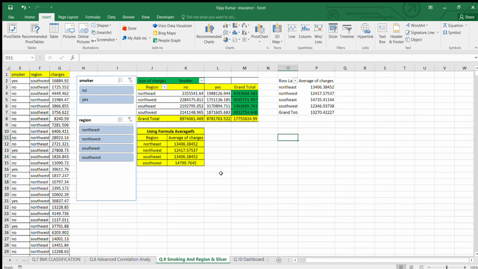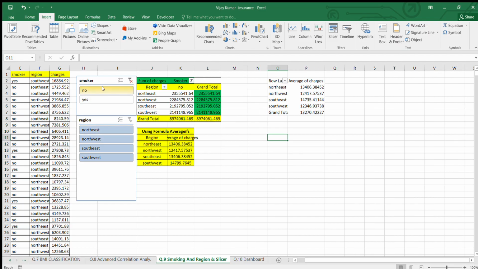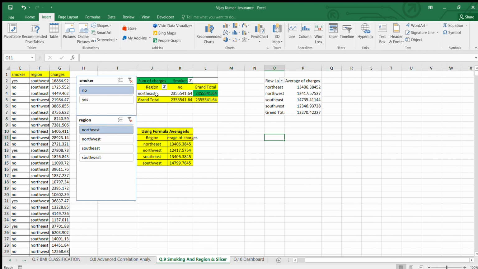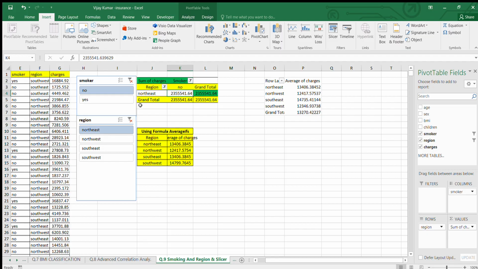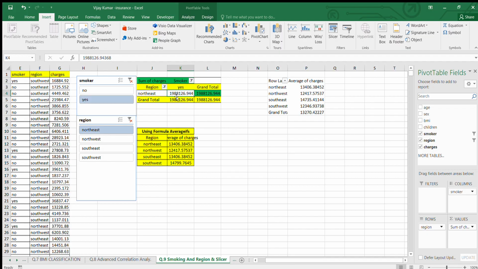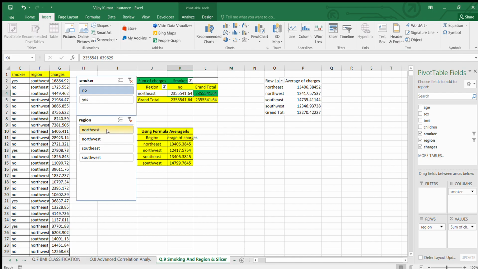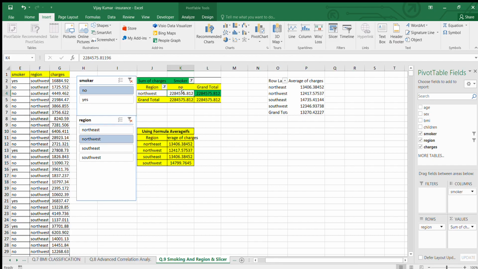So question number 9. In question number 9 we have calculated smoker or non-smoker region wise. In the region, smoker no, in the northeast region is this many persons, and if yes, I will check, then this many persons are in the quantity, 1,19,88,126 people in the northeast region. And the same here we will calculate for the northwest region.